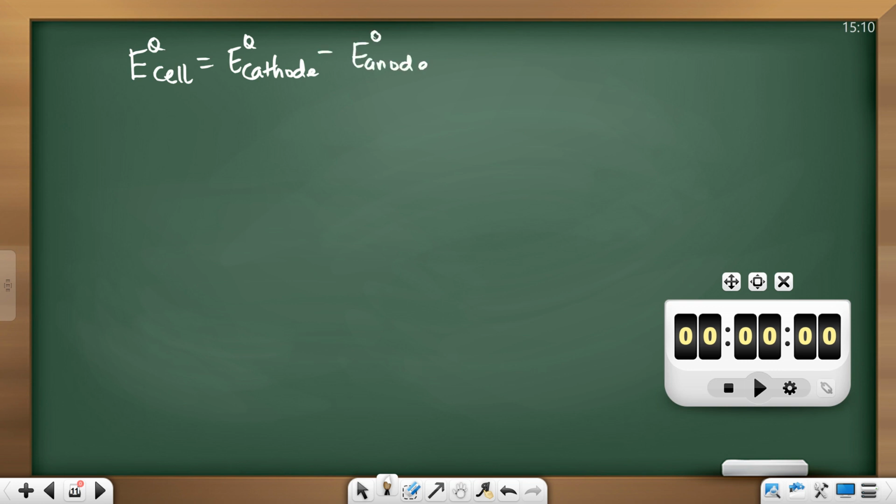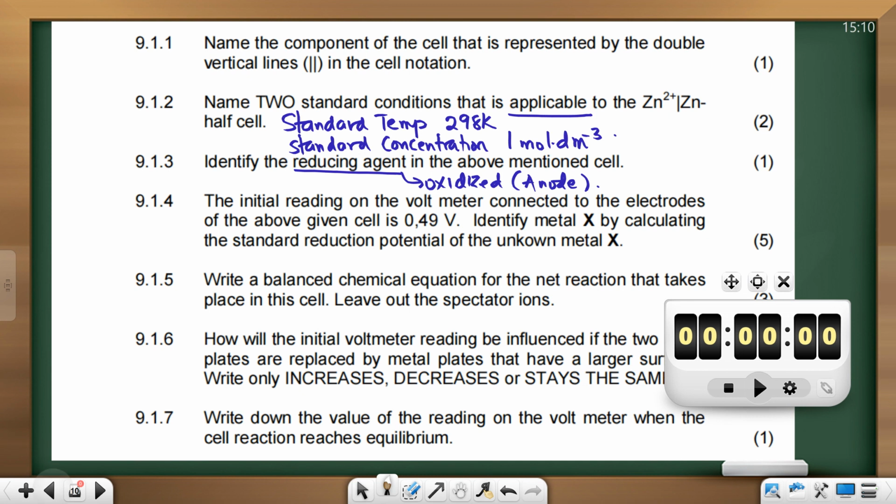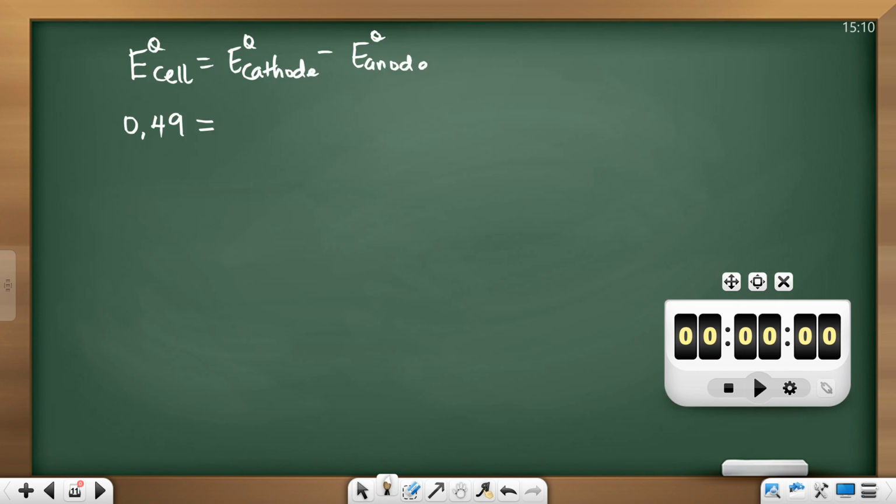Now, you write the formula in full. It's 0.49. Do we know the cathode? Which one is the cathode, by the way? The cathode is X, okay? And the anode is zinc. So I do not know the cathode. Minus, what is zinc? Give me the value for zinc, everybody. Negative 0.76. Thank you.